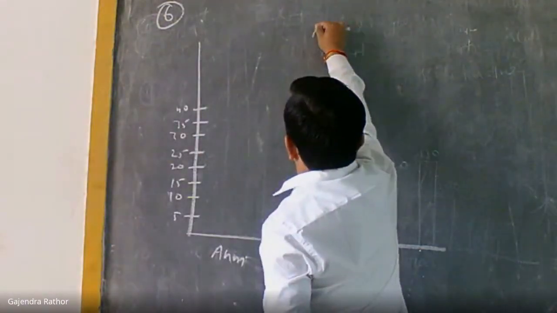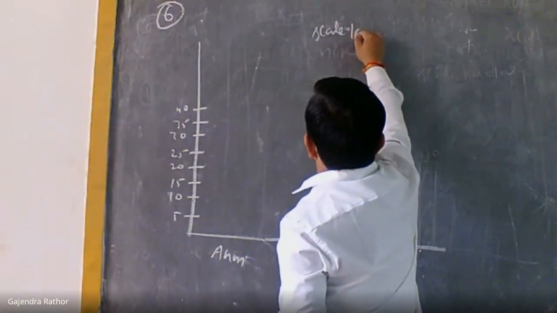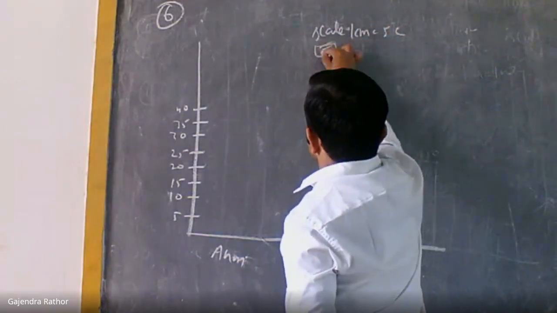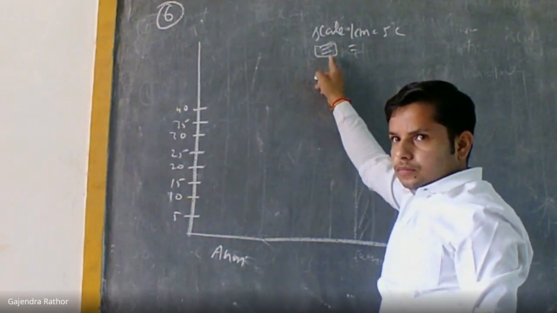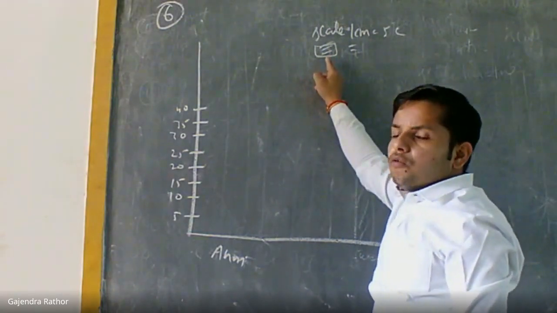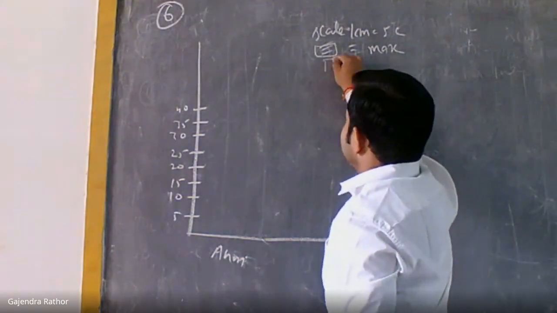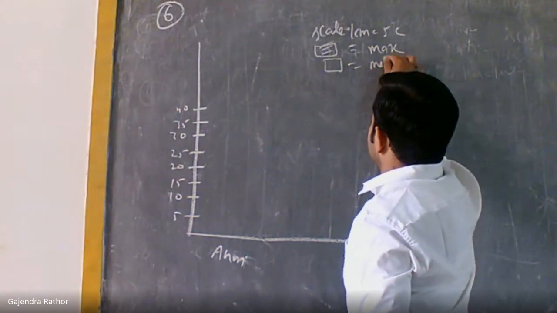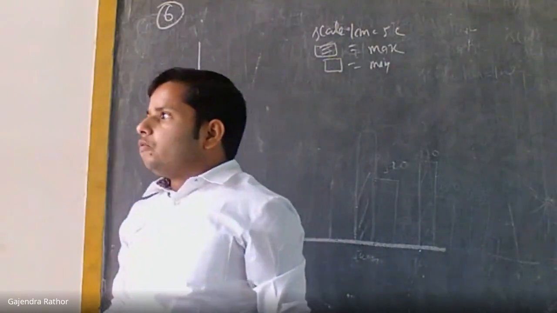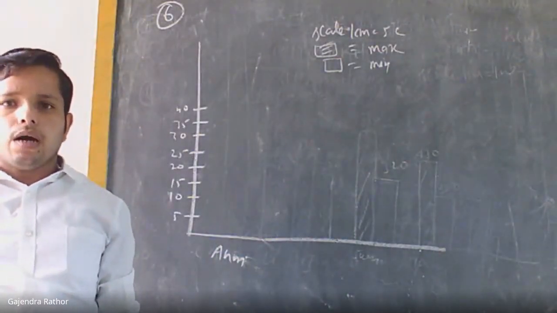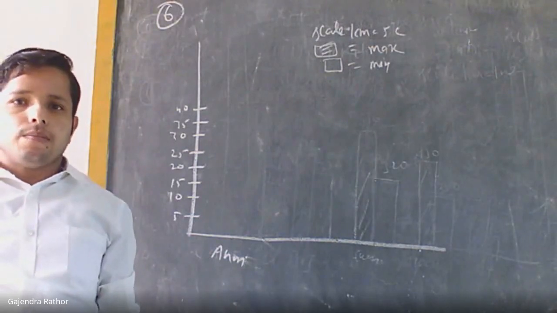So first note down the scale here: scale is equal to 1 centimeter is equal to 5 degrees Celsius. And the lined bar graph will represent the maximum temperature and the simple bar graph will represent the minimum temperature. So we will draw two types of bars, first for the maximum, second for the minimum.